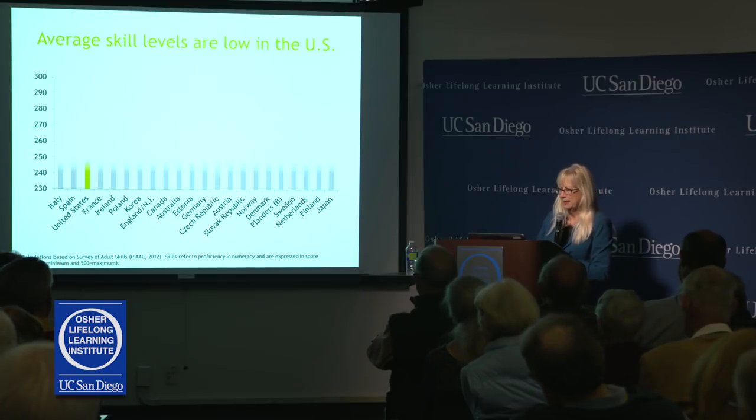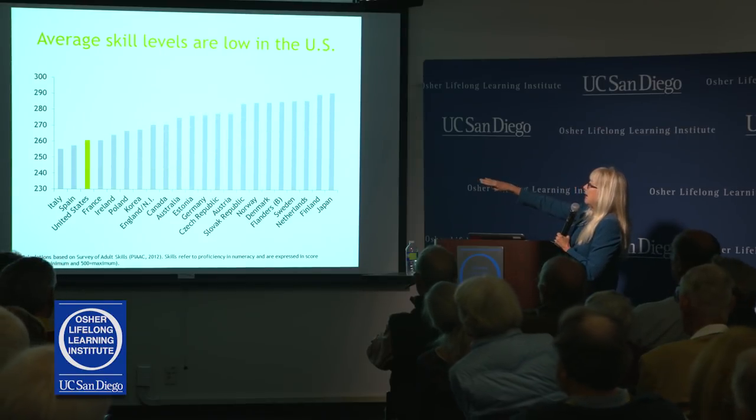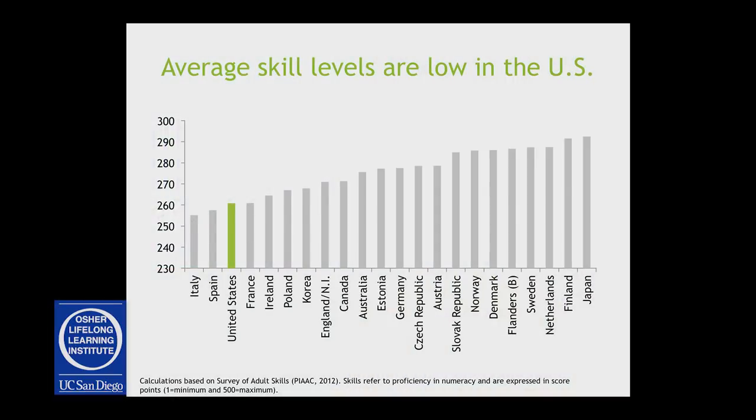What their proficiency is on numeracy and on literacy, and I think there are some others. What they focus on here is numeracy. And let me show you. Here is the average skill level across a whole bunch of OECD countries, and the green is the United States. So we have to feel good because we are ahead of Italy and Spain.